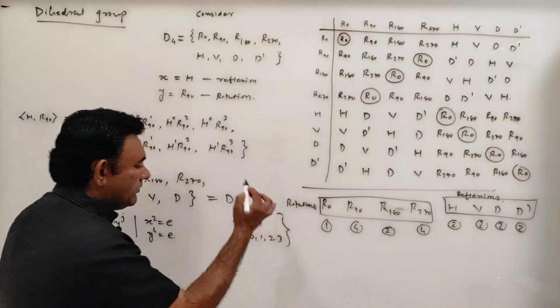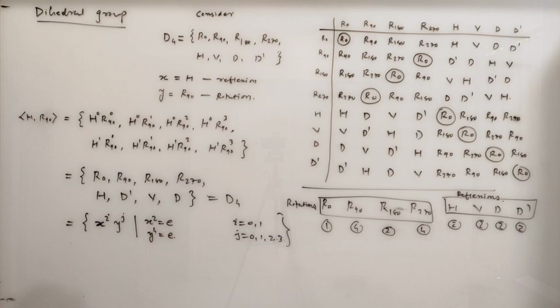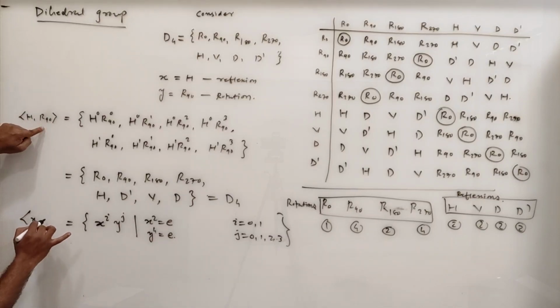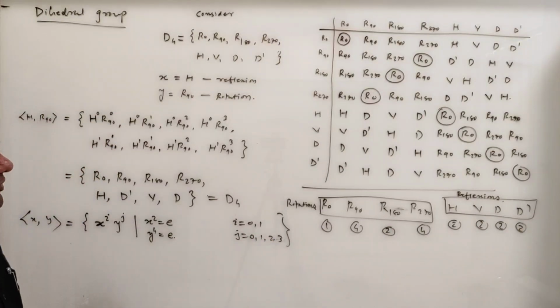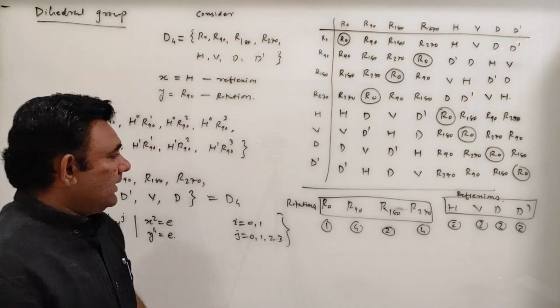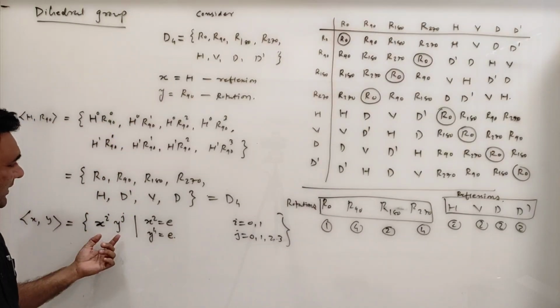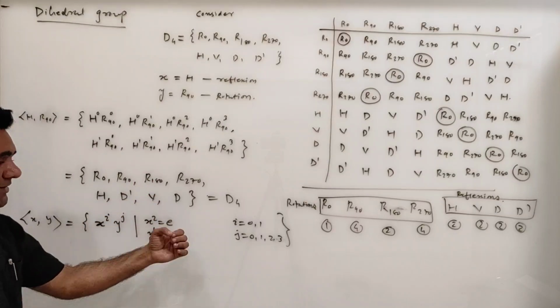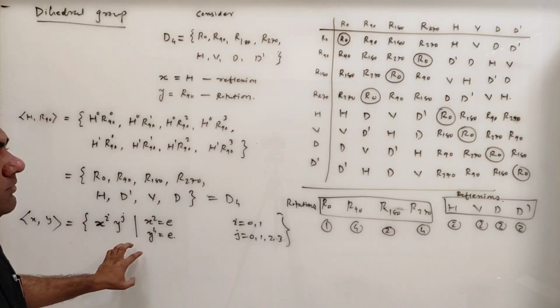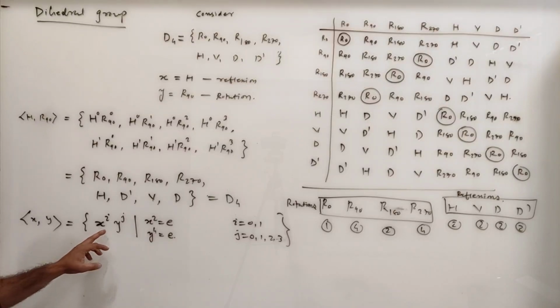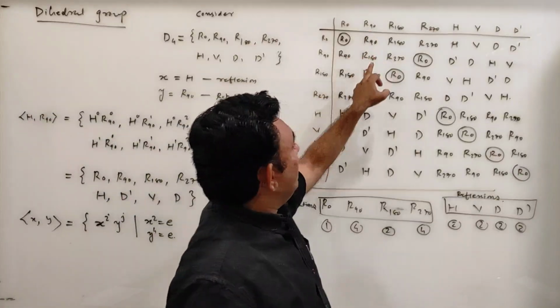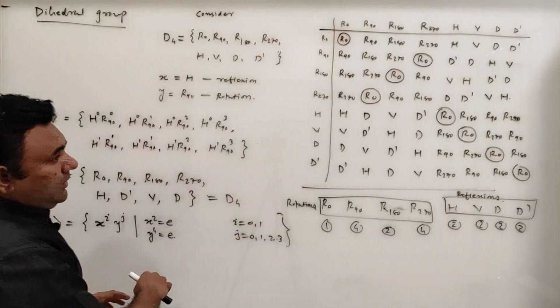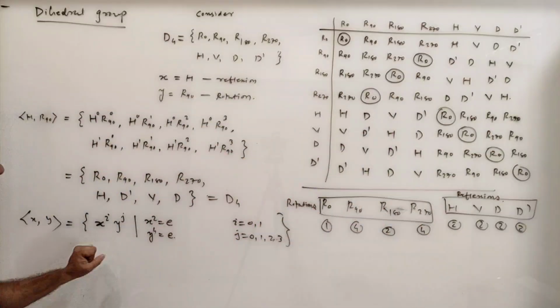So now I have this set, and H is my X and R90 is my Y. So I have just replaced the notation by X and Y, and I listed this set with the properties of X and Y. So in this set you just replace H by X and R90 by Y. Then every element will be expressed in terms of X and Y.